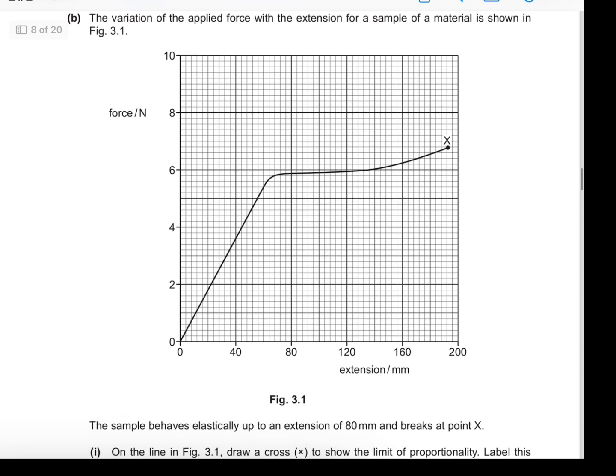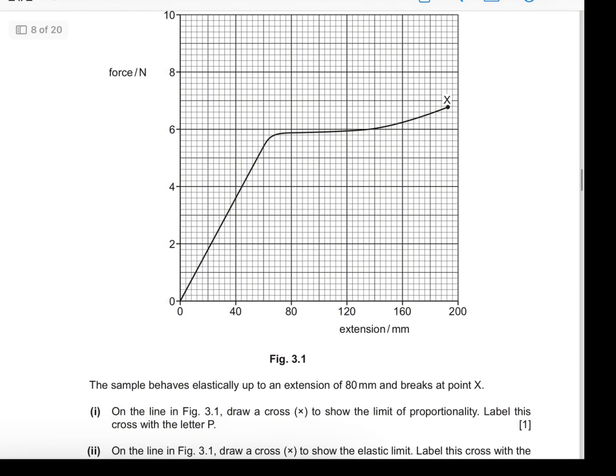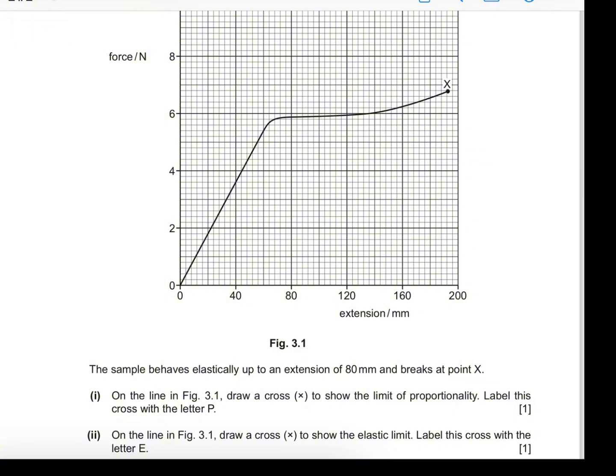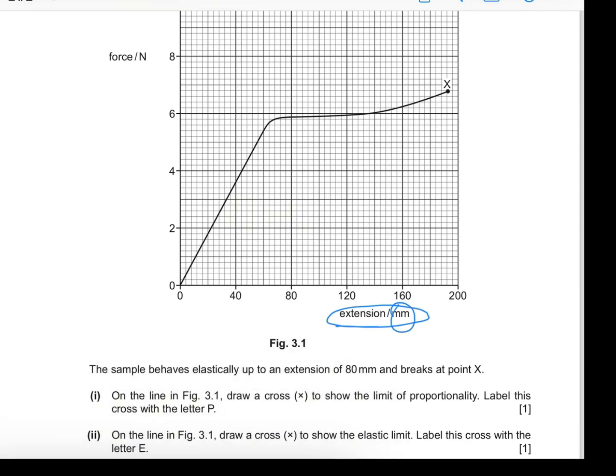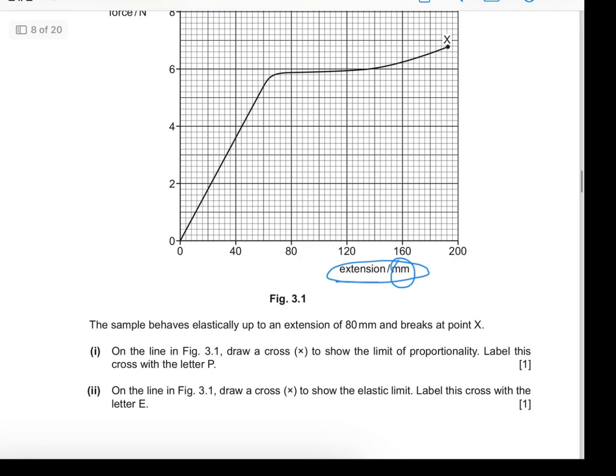B, the variation of applied force with the extension for a sample of a material is shown in figure 3.1, where force is given in Newtons and extension is given in millimeters. Always be careful of units, because we never work with millimeters. You will always need to convert this to meters if you need any of the values for calculation. The sample behaves elastically up to an extension of 80 millimeters.